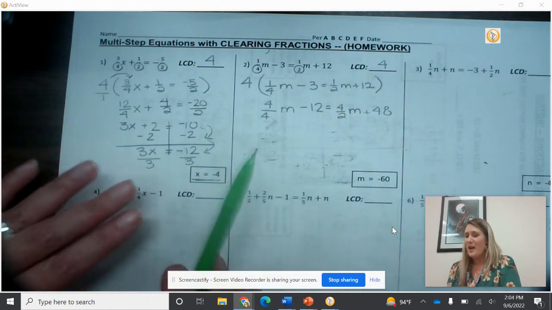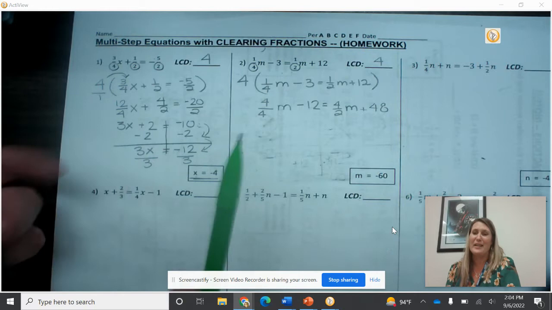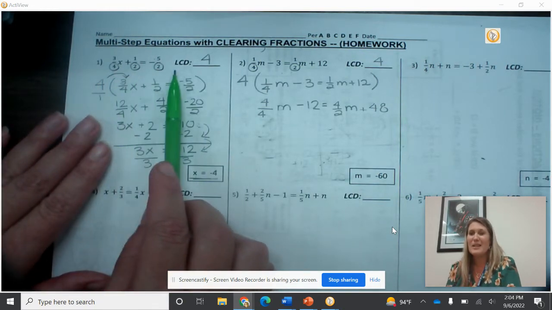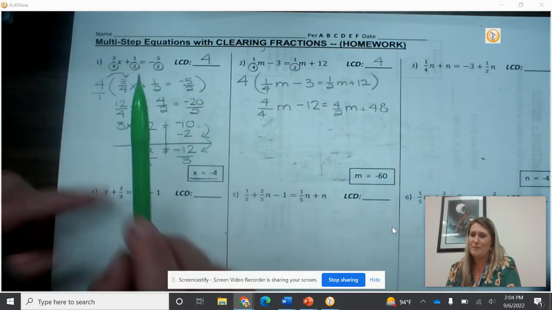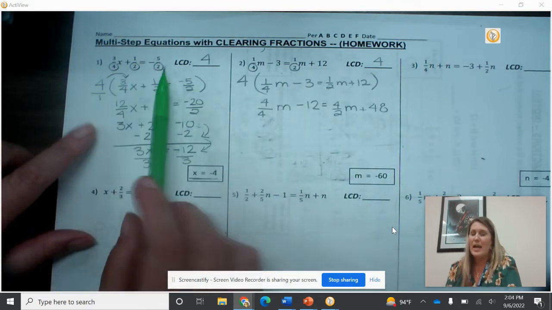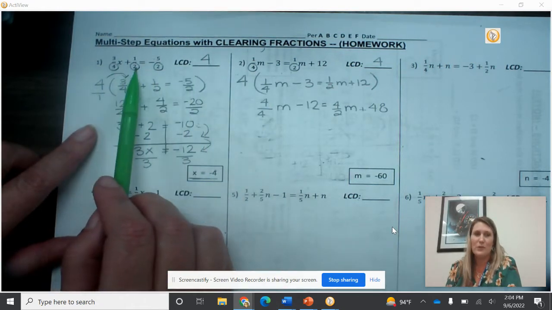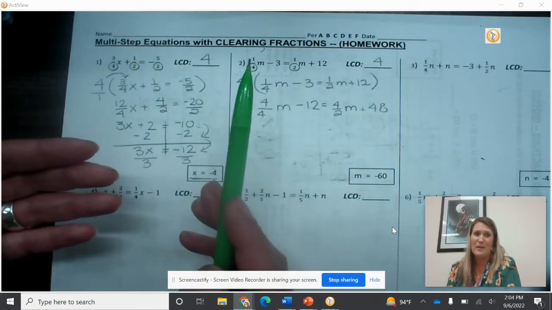Okay, so hopefully you've completed this and now you're just checking to see how you did. So remember, we talked about when you have an equation and there's fractions, sometimes those can be tricky to solve, but we can take care of those fractions by clearing out the denominator. And to do that, we find the least common denominator. So 4, 2, and 2. Their first common multiple is 4.